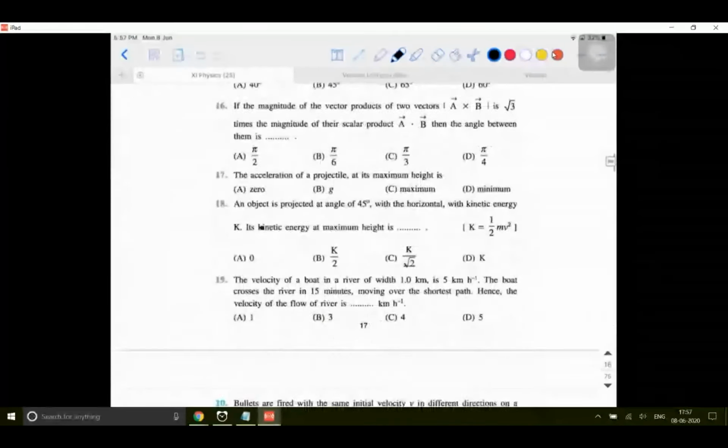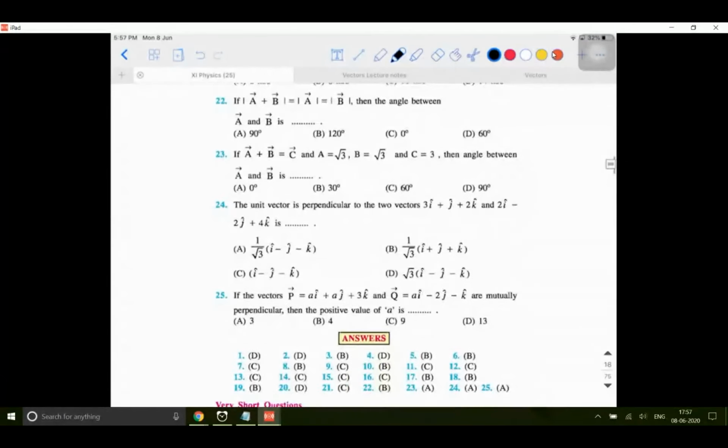We'll do one last problem. I will close the session. So try the 25th one. If the vectors P is equal to A i cap plus A j cap plus 3k cap and Q vector A i cap minus 2j cap minus k cap are mutually perpendicular, then the value of A is.